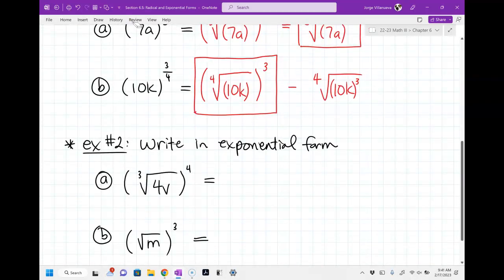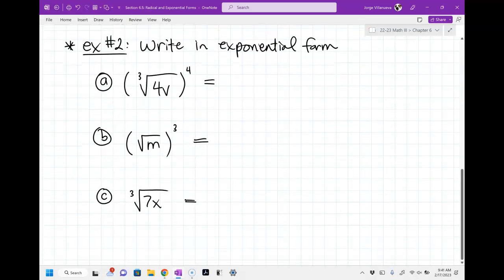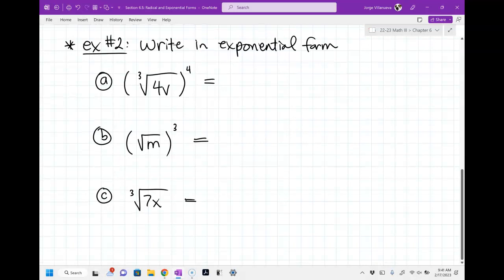By the way, I'll erase this. That way, for note purposes, I don't want people to think that the first answer was wrong. So here we go. Example number 2. Write it in exponential form. So I want you to give me the answer of a term to a fractional power. Okay? So write in exponential form.